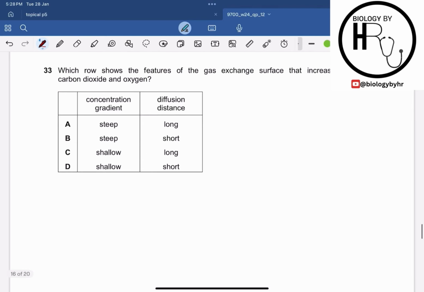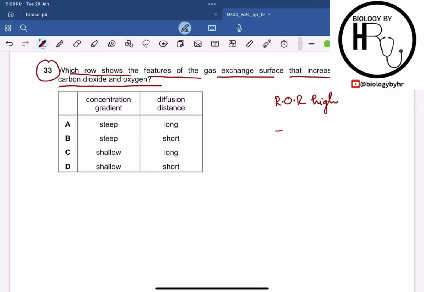Let's now move on to question 33 over here. Question 33 says, which row shows the features of the gas exchange surface that increases the diffusion of carbon dioxide and oxygen. So basically the rate of diffusion is very high when there is a large surface area, right? The rate of diffusion depends upon the surface area to volume ratio. We can say the surface area and the diffusion distance, right? If there is a large surface area, the rate of diffusion will be more, right?